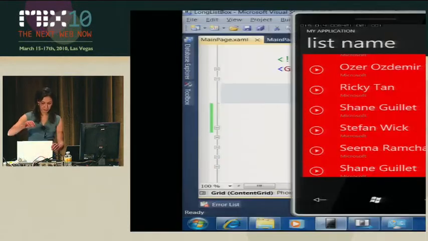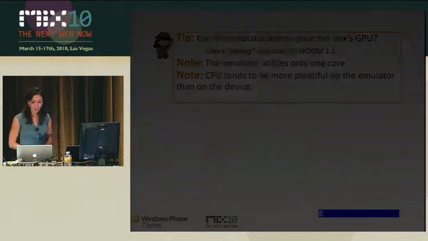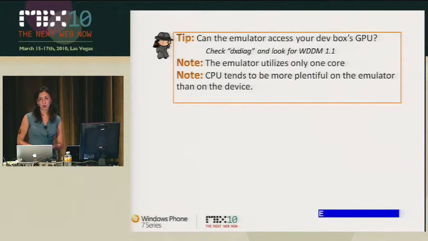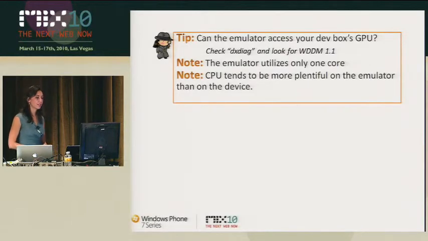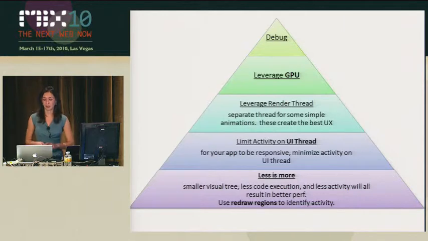Oh, no, wrong one. Go back. There we go. OK. The emulator only utilizes one of the cores on the dev box. And the CPU can be more plentiful on the emulator than on the device. And sometimes the GPU will be less plentiful, depending on the battery settings of your machine.